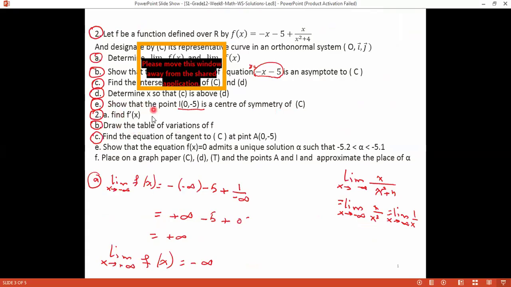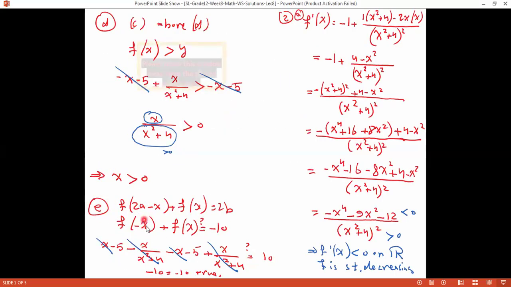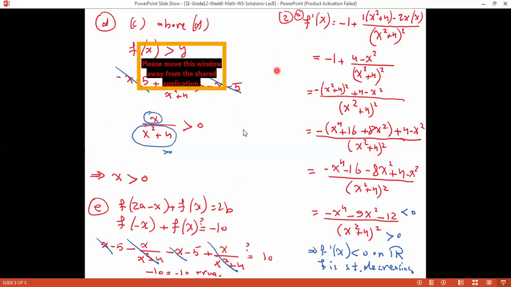Now, in part E, we need to prove that I, which is (0, minus 5), is the center of symmetry of C. What's the rule to prove center of symmetry? F of 2a minus x plus f of x equals 2b. So f of 2a minus x, which is f of minus x, plus f of x should get minus 10. So you replace in this form. Every time you see x, you're going to replace it by minus x. So you get minus 10 equals minus 10, as you can see.